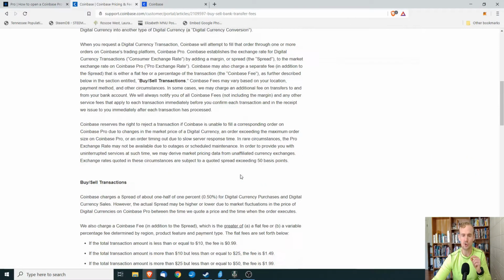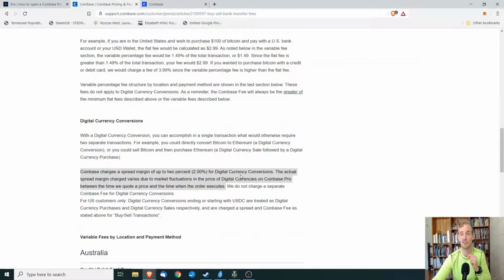However, you should keep in mind that there are fees associated with this. Regular Coinbase charges a 2% conversion fee. Now, a 2% conversion fee can be quite a lot. So if you have $100, they're taking $2 of that. If you have $1,000, they're taking $20 of that. It adds up over time.